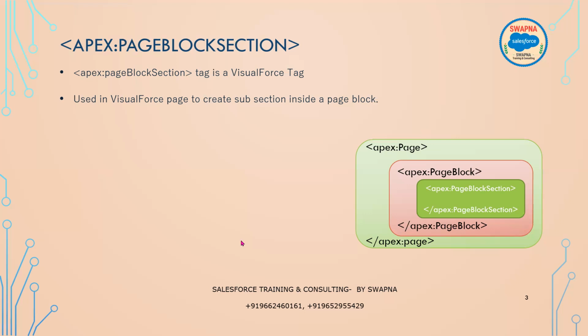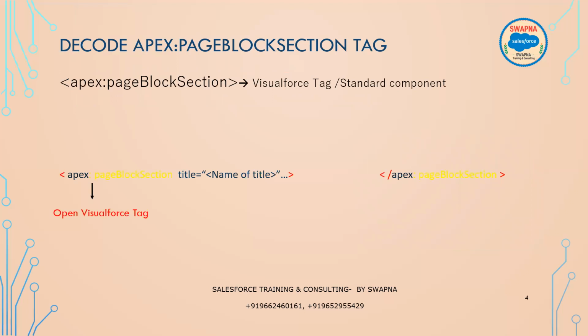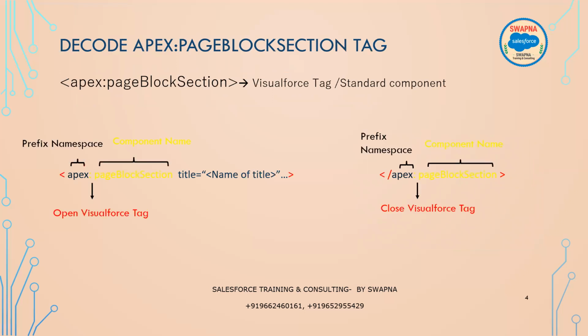Okay, so let's move on. So this is the decode. Decode is an open Visualforce tag and a close Visualforce tag. Within that, we have the prefix namespace Apex and the component name page block section. And within that, we have attributes. There are different attributes.